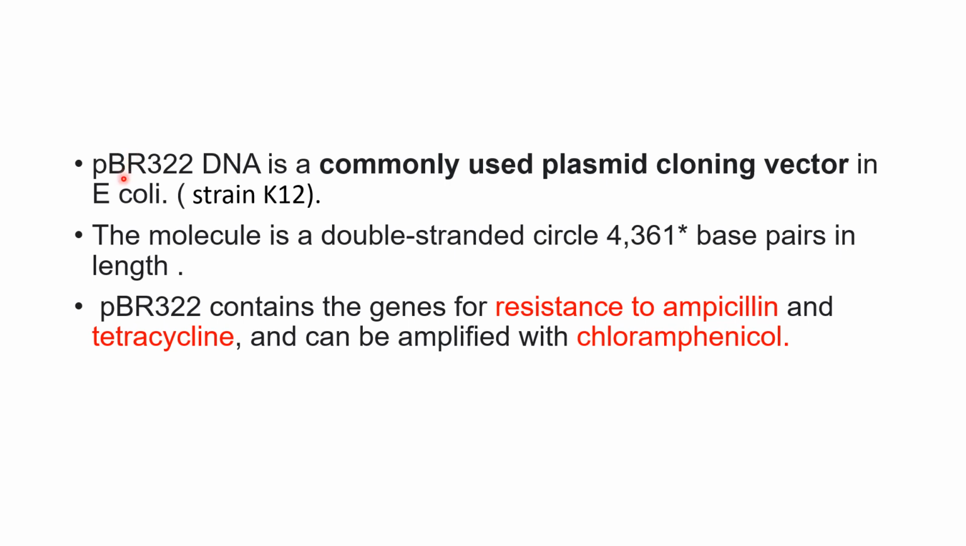Then we're saying the pBR322 DNA is a commonly used plasmid or cloning vector in E. coli, which is the strain K12. The molecule is circular and double-stranded with that number of base pairs. Now, this plasmid contains genes for resistance to ampicillin. By now, you understand why it's important that it should contain an antibiotic resistance gene, and also tetracycline. So it has genes for resistance to ampicillin and tetracycline, and can be amplified also with chloramphenicol.